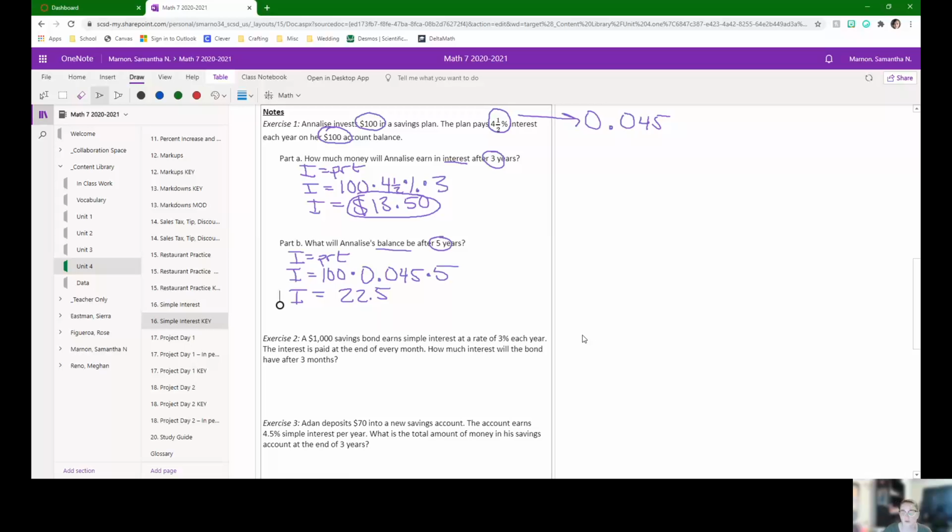But that's the interest amount. We want the total balance. So the balance is everything in the bank account. So that's how much she started with plus how much she just earned. If we had 100 that she started with plus the $22.50 she earned in interest, she now has $122.50 for just putting her money in the bank and letting it sit there for 5 years.